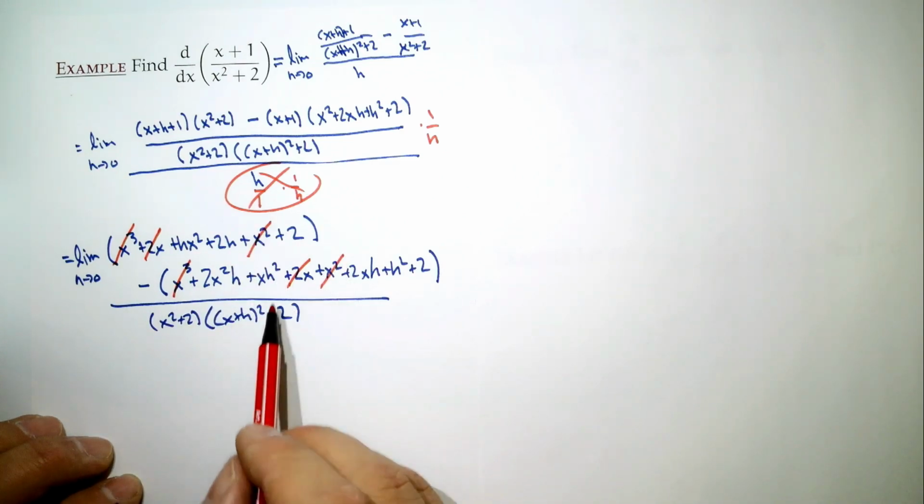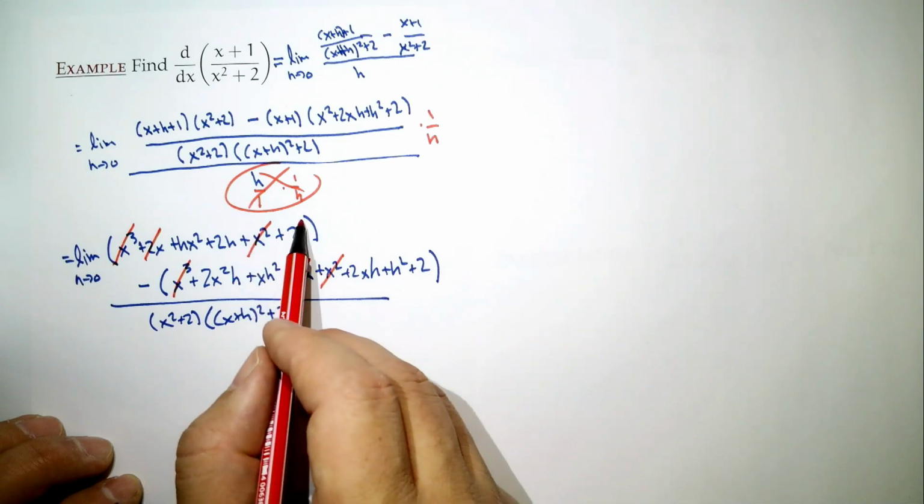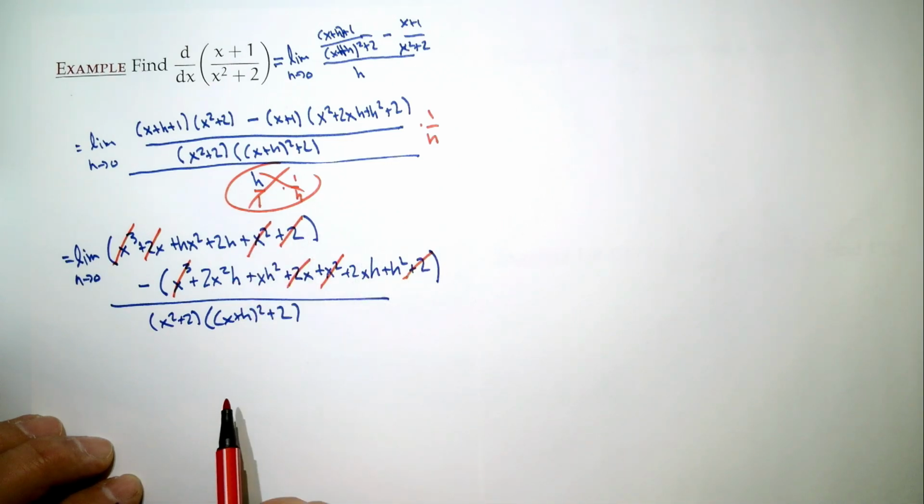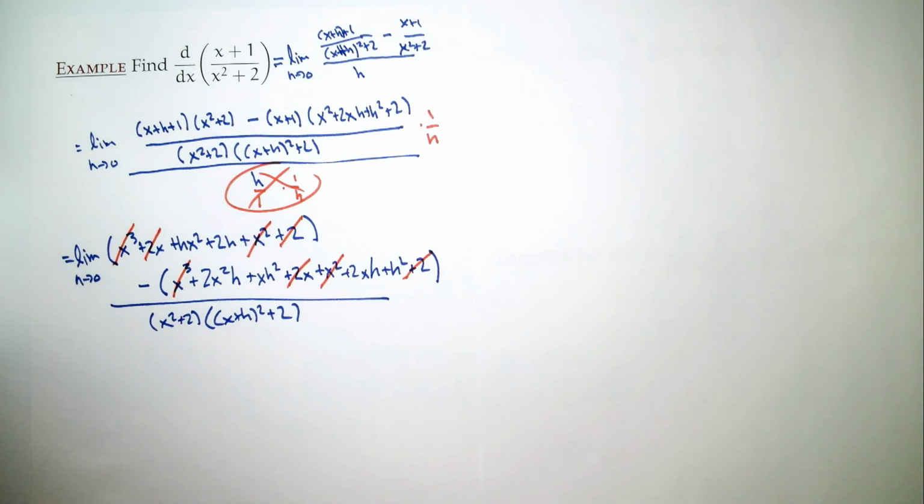Those will cancel. Plus 2 will cancel with that 2. Now, those things should absolutely cancel. If we're lucky, we might get some more cancellation and more simplification. Let's see what's left. So, we now have a limit as h goes to 0.